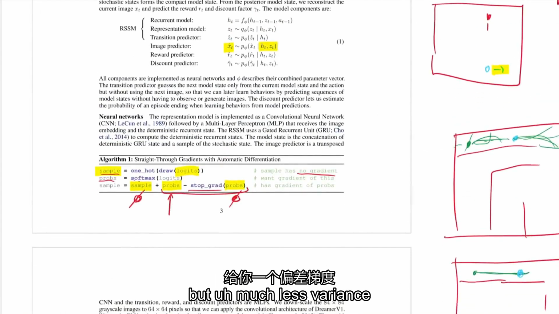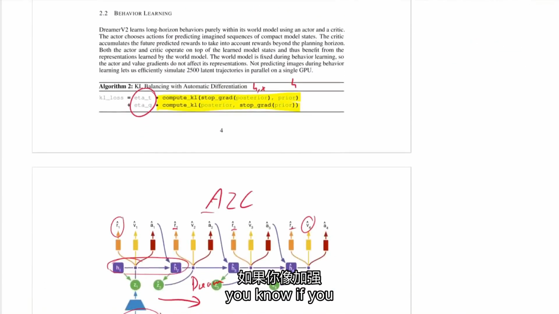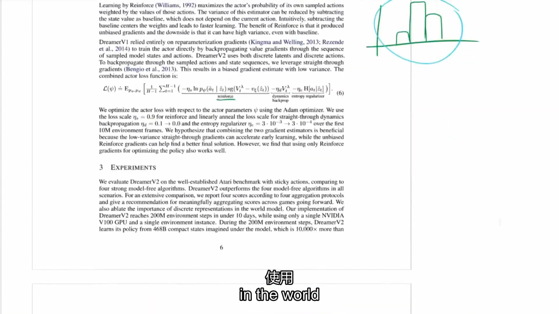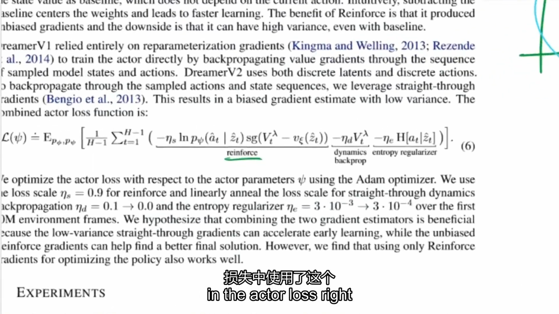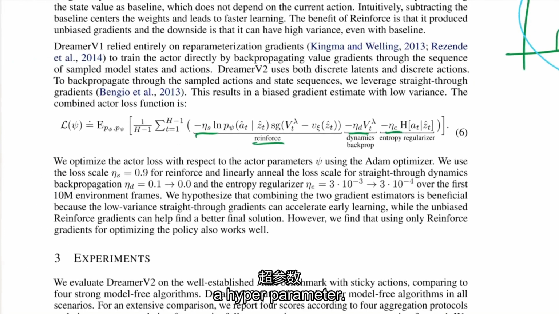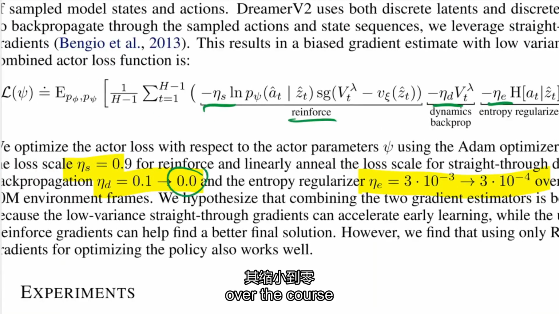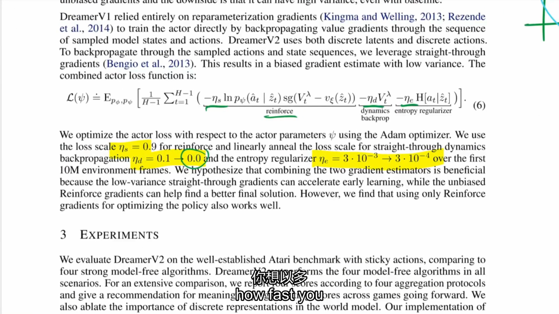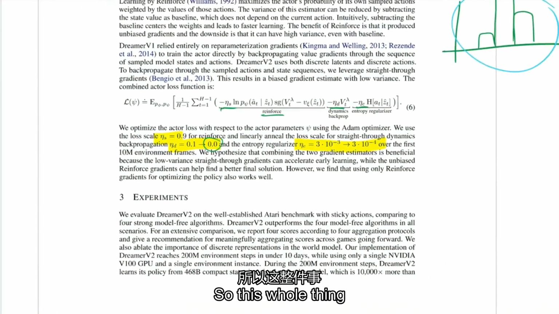It gives you a biased gradient, but much less variance than if you scale the sample like the REINFORCE gradients. So they use this in the world model, and they use this actually in the actor loss right here. And you can see there is another hyperparameter, and then they have an entropy regularizer to facilitate exploration, which is normal, but gives you another hyperparameter. And not only do they have these 3 additional hyperparameters, they scale 2 of them during training. So they now have a schedule to scale them. This straight through estimator, they actually scale to 0 over the course of training, but yet 2 more hyperparameters, namely how fast you want to decay those things. So this whole thing is a giant bucket of hyperparameters.